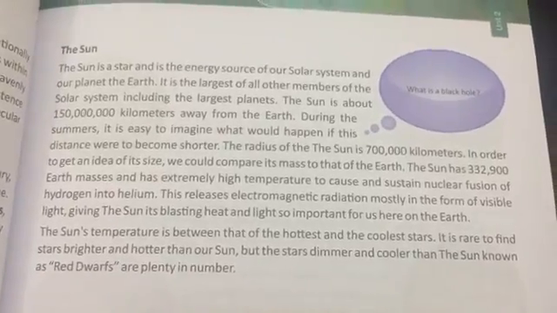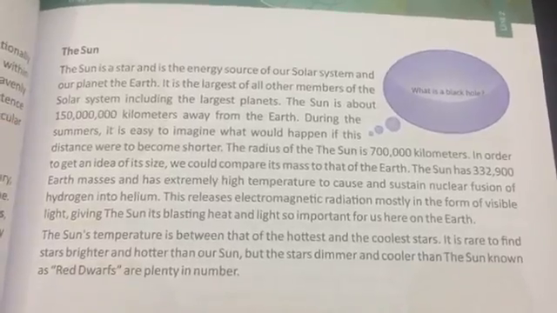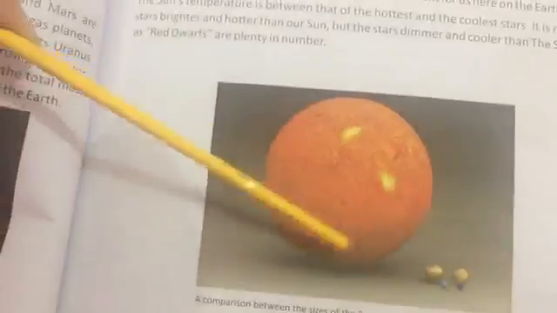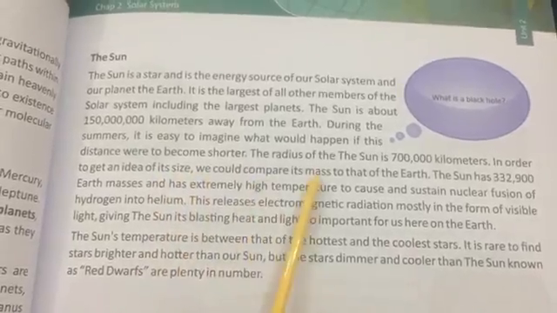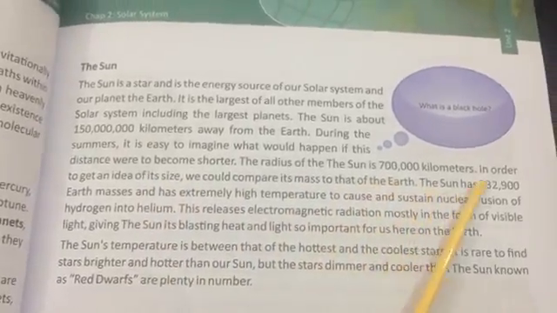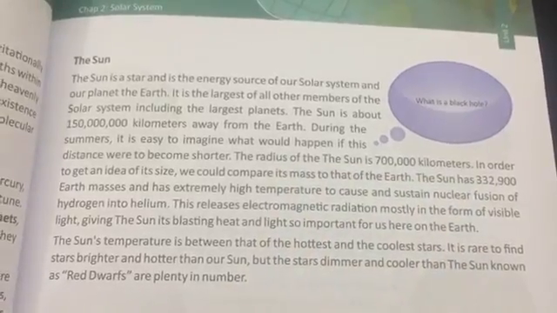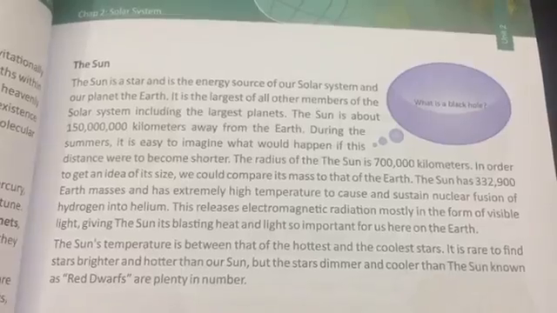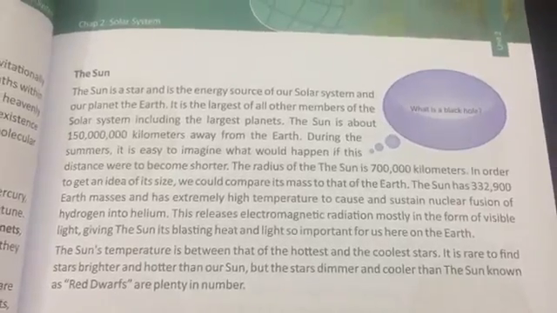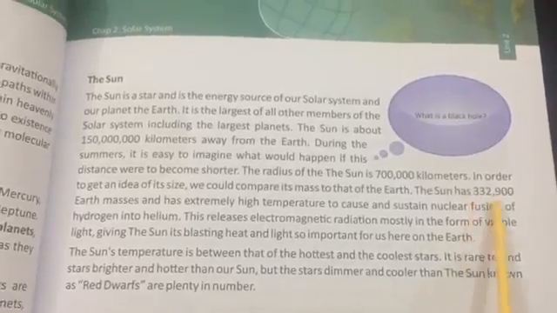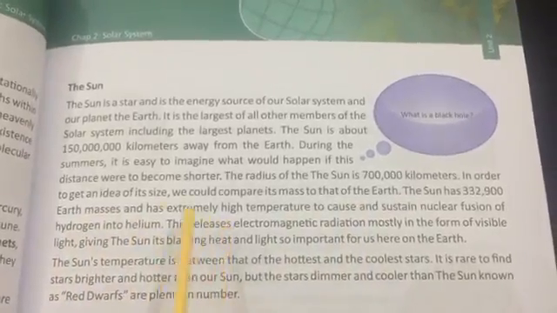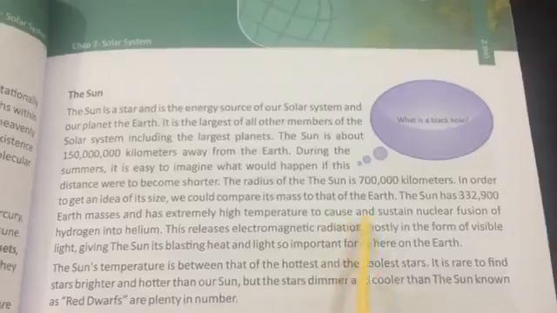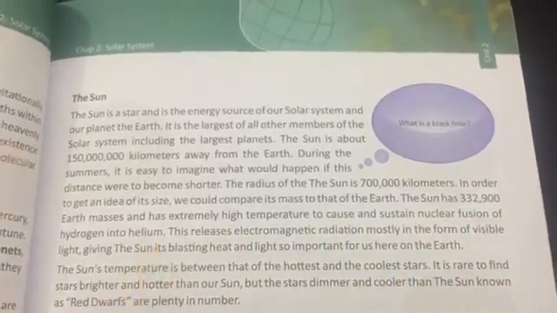The radius of the Sun is 700,000 kilometers. So the radius of the Sun, see the radius, right? In order to get an idea of its size, we could compare its mass to that of Earth. In order to get the idea of how much bigger it is, we compare it with the Earth. So the Sun has 332,900 Earth masses, and has extremely high temperature to cause and sustain nuclear fusion of hydrogen into helium.